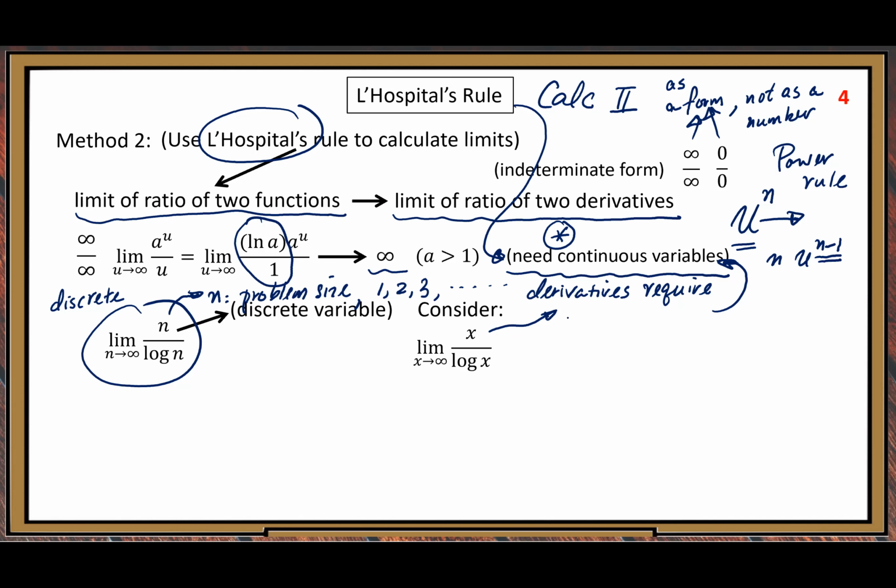Any positive real number is allowed here. There we have no problem applying L'Hopital's rule, right? So we can take the derivative. The derivative of x equals 1.